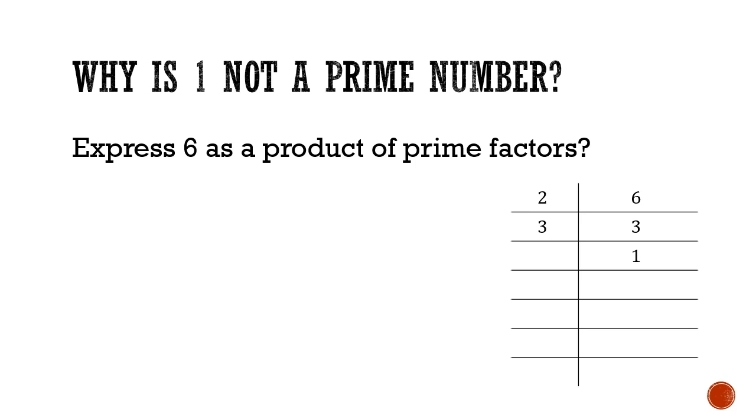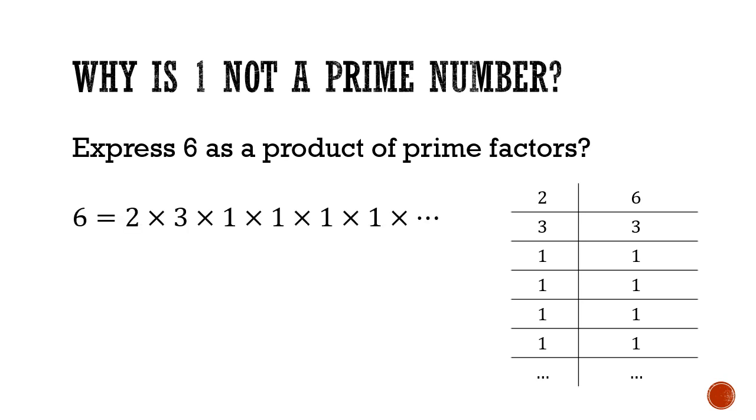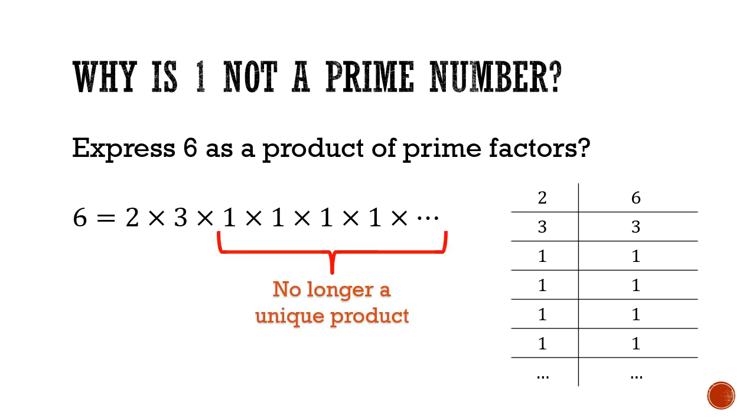Now, if 1 is a prime number, then 1 can be divided by 1, that gives us 1. 1 can still be divided by 1, that still gives us 1. And you're going to see that this is going to be quite irritating because this goes on forever. So if we represent 6, 6 is equal to 2 times 3 times 1 times 1 times 1 times 1, where are you going to stop? This is no longer a unique product of prime factors. The second reason is that a lot of prime number theorems do not work with 1. So mathematicians long ago decided to exclude 1 from the prime number series.